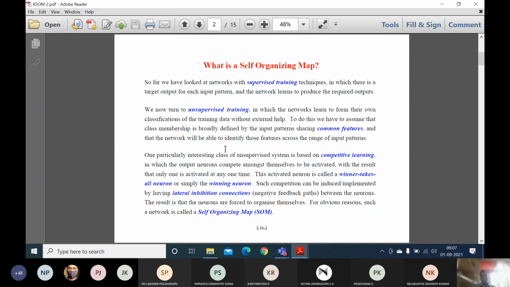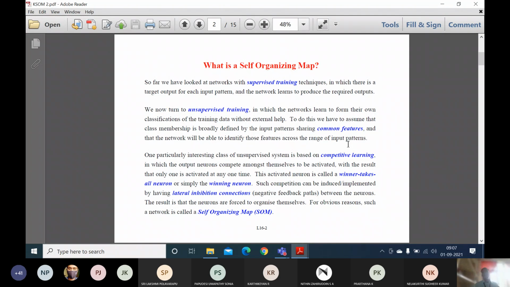So we assume that the class membership is broadly defined by the input patterns. Input patterns is whatever we are going to supply, that is, the set of inputs sharing common features, and the network will be able to identify those features across the range of input patterns.